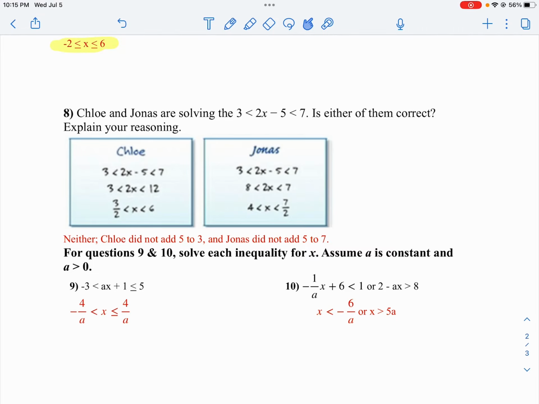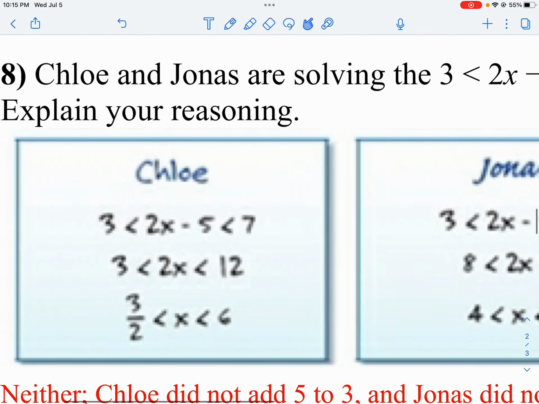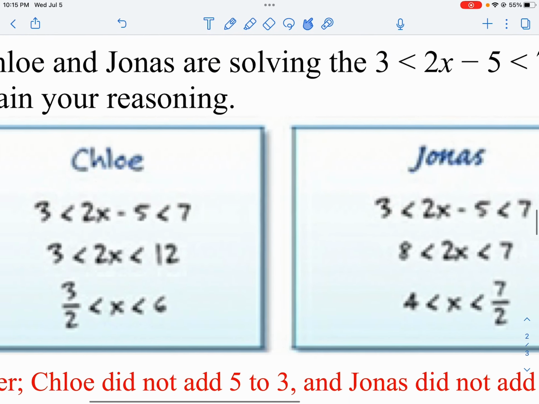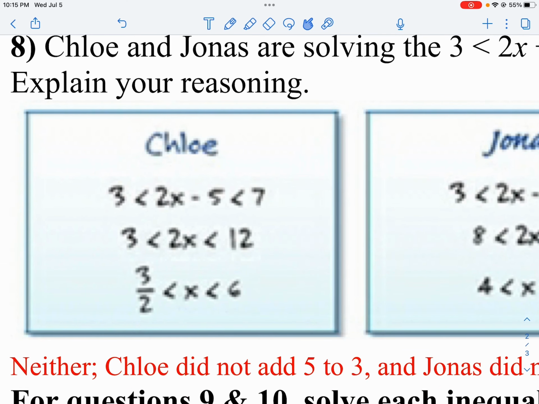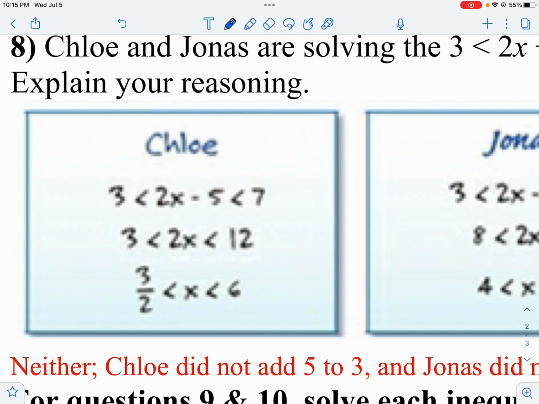On question number 8, it's going to be one of those where we want to look at who is correct. In this case, we're comparing Chloe and Jonas. So on Chloe, what we're going to do first is add 5 to both sides. And notice we've run into a problem. 3 plus 5 is 8. Chloe didn't add the 5 to the 3, so Chloe isn't correct.